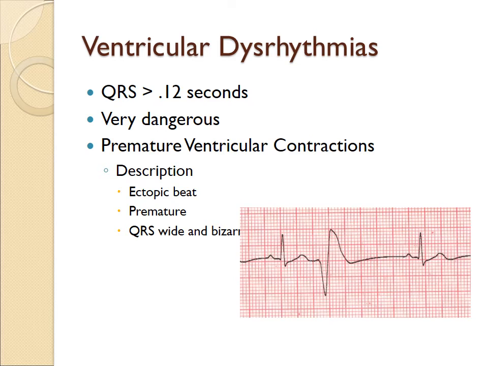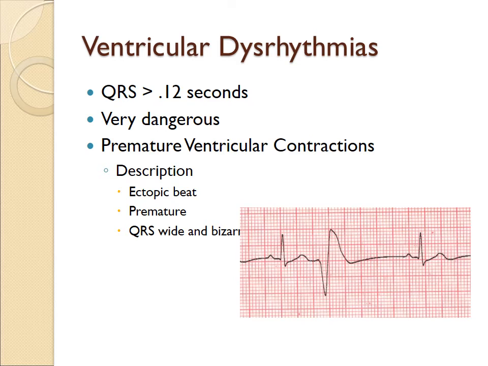These are arrhythmias that originate in the ventricles, and one of the salient features of them is that the QRS is greater than 0.12 seconds. They are very dangerous because they can trigger ventricular tachycardia and ventricular fibrillation, which we'll go over shortly. Also, we're not including the atrium here, so we've lost our atrial kick, and that decreases the efficiency of our heart. Let's look at one of the first ventricular dysrhythmias, and that's the PVCs.